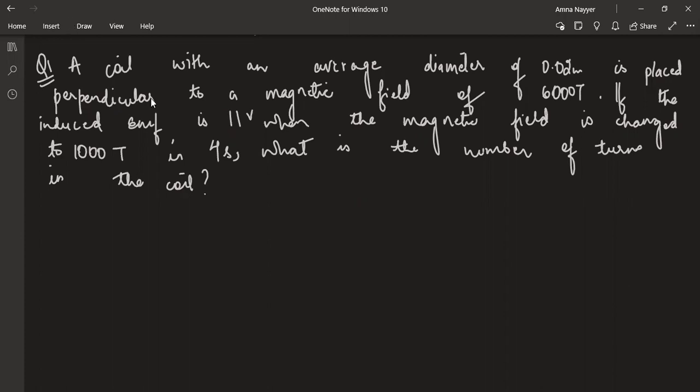Yes, class, I haven't received any answer. This was a very direct question. See, what will be the radius of the coil if the diameter is 0.02? It will be 0.02 divided by 2. That becomes 0.01 meters, right?